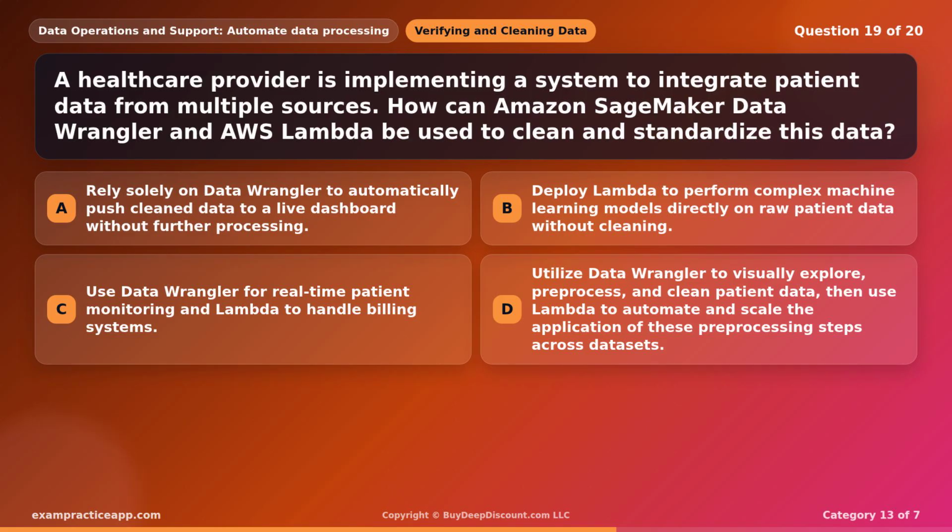Explanation. Amazon SageMaker Data Wrangler is ideal for visually exploring and pre-processing patient data, allowing healthcare providers to easily clean and standardize information from various sources. AWS Lambda can then be used to automate these cleaning processes, applying the standardized pre-processing steps across larger datasets efficiently, ensuring data consistency and accuracy.